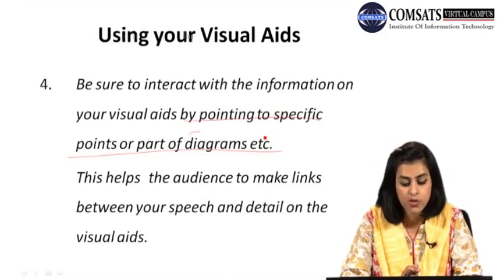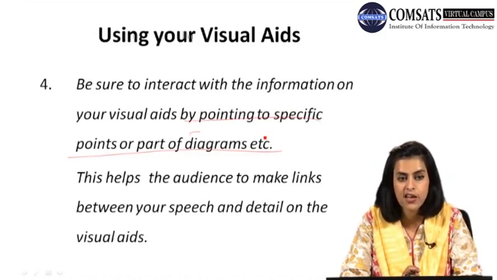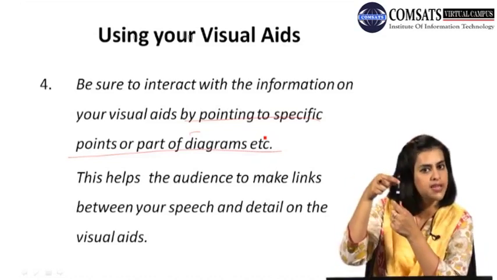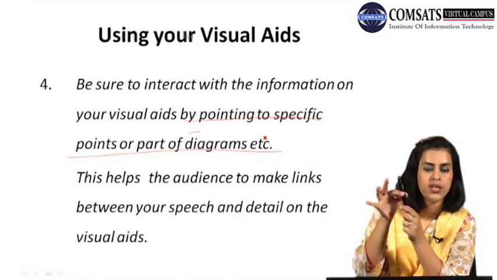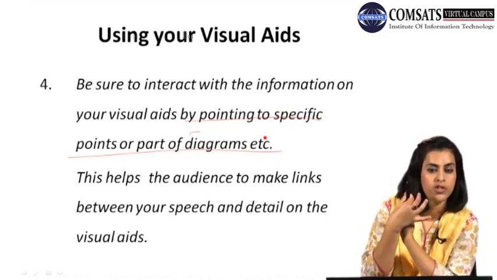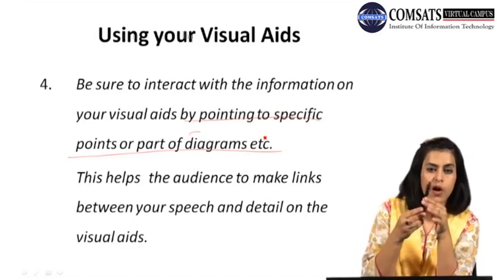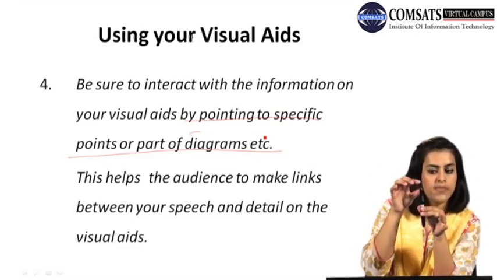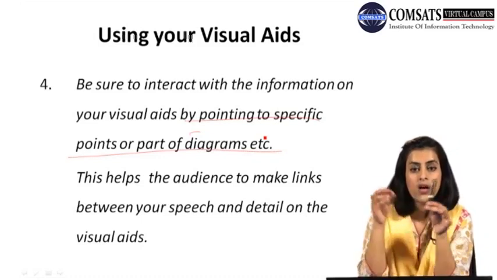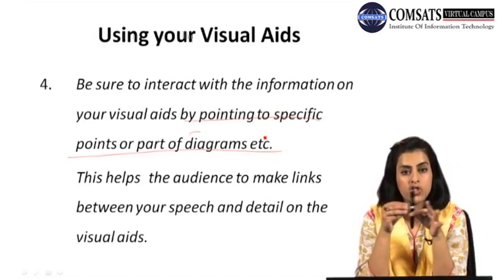This helps the audience to make links between your speech and detail on the visual aids, like pointing towards the pen, like this is the button as you can see here, and this is the rotating ring where you can open your pen and then you can refill it. Now you are particularly looking at my fingers, and at the material that I am showing to you. They are basically complementing each other.